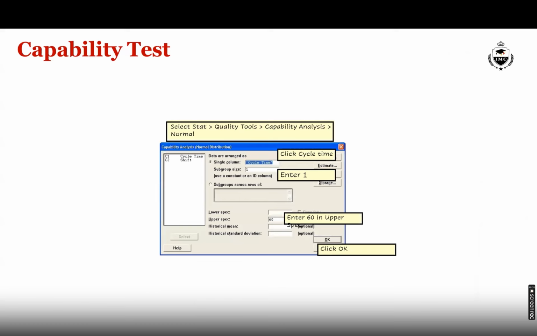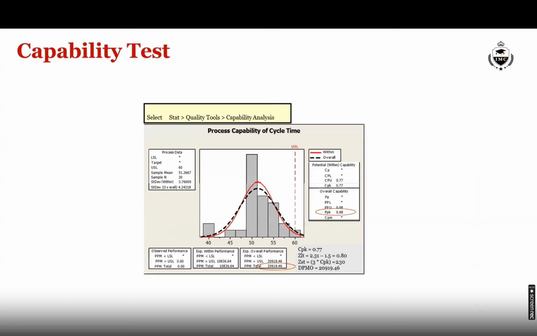So we go to the stat menu, quality tools, capability analysis, and we select the normal option. Single column, we select the cycle time from the left. Subgroup size means, if nothing is given in our analysis, how many times the data has been measured, we will take it by default as one. So we have taken it as one because nothing is mentioned. Upper specification limit, we have entered as 60 because that is what has been given. And we click on OK.